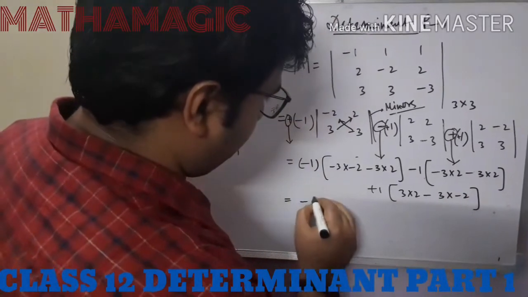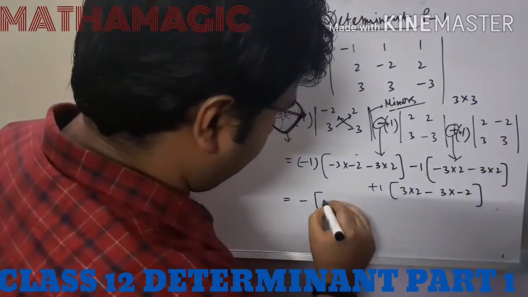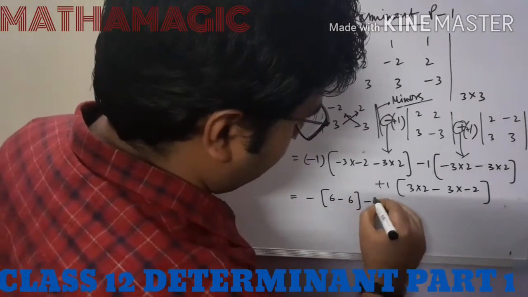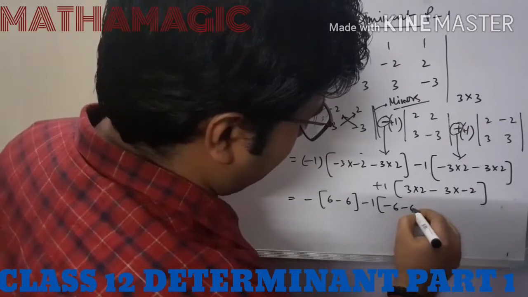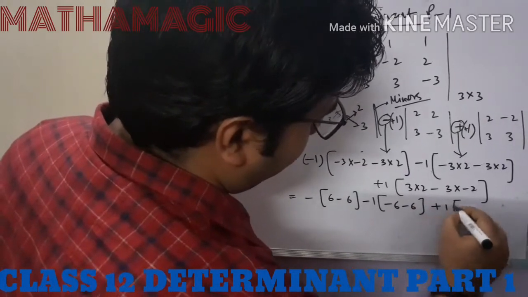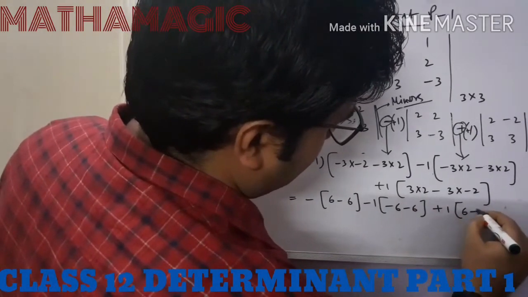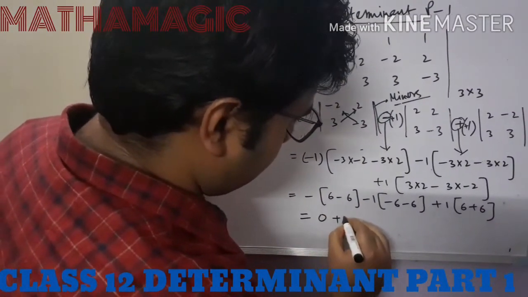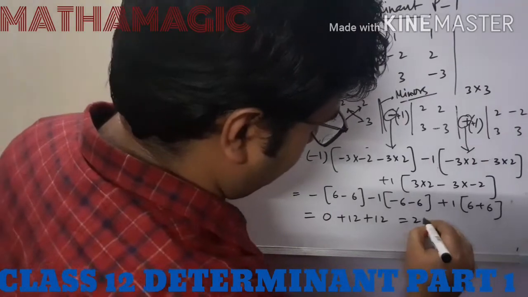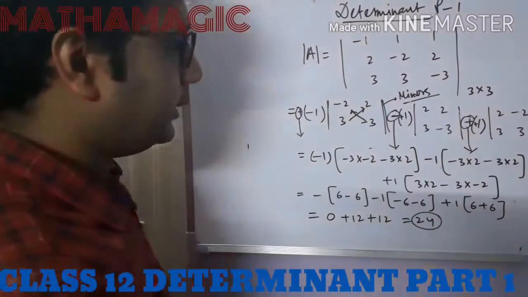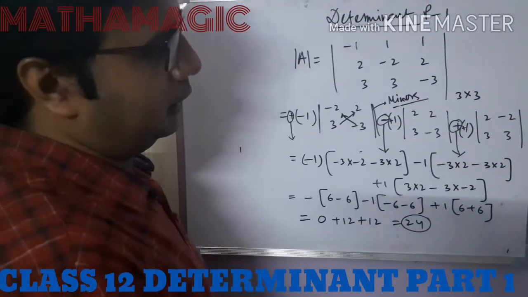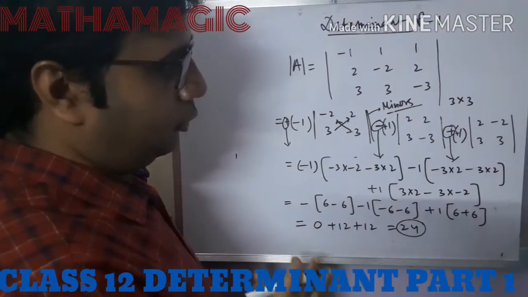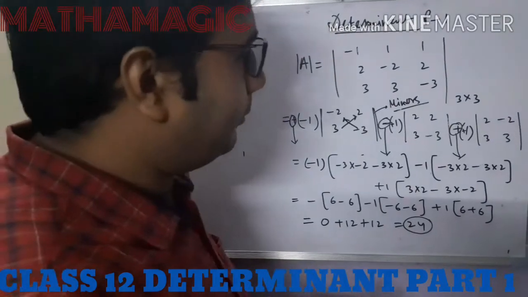Now we will calculate whatever it is coming, +6, that is +6 -6, and now -1, that is -6, +1, that is 6 + 6, that is 0. This one is +12, this one is +12, that is 24. So the value of the determinant is 24 here. This is how we can calculate the value of a determinant. Hope it is clear by now.